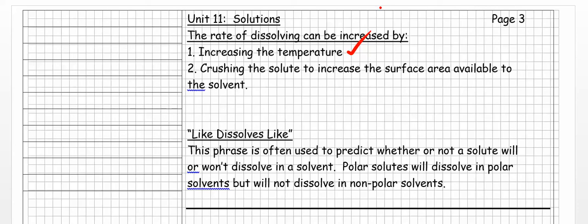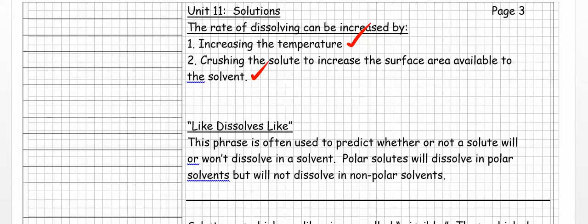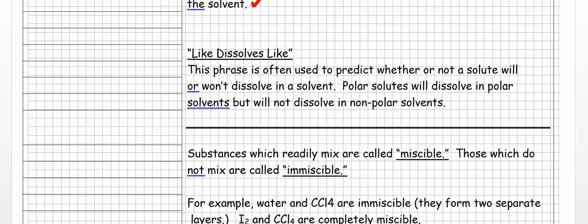And so the point is that crushing is another way of increasing the rate of dissolving, all right? Let's talk a little bit about a concept called like dissolves like. What do we mean by like dissolves like? Well, essentially what it means is that polar solutes are easily dissolvable in polar solvents, and nonpolar solutes are dissolvable in nonpolar solvents, but they don't mix very well. In other words, polar does not dissolve nonpolar very well, and vice versa.